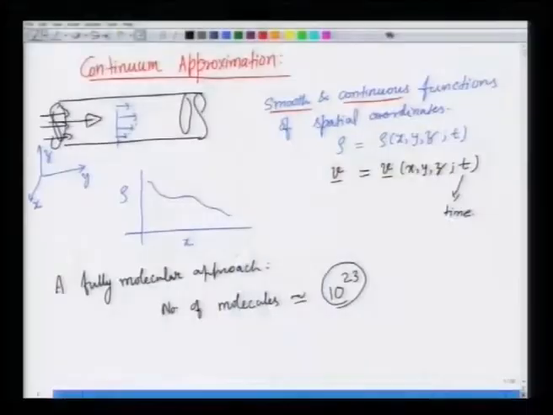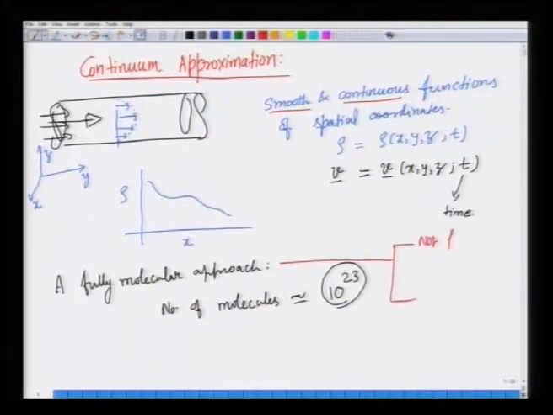So, a fully molecular approach, we said in the last lecture, is not feasible generally, and even if it were to be feasible, it is not necessary in most practical applications, in engineering applications. So, a fully molecular approach is not necessary or feasible. So, we rule that out.